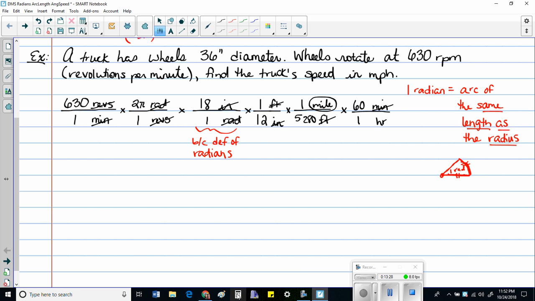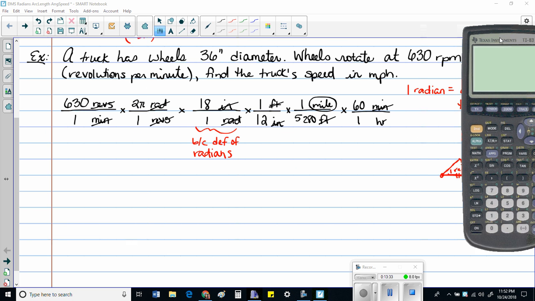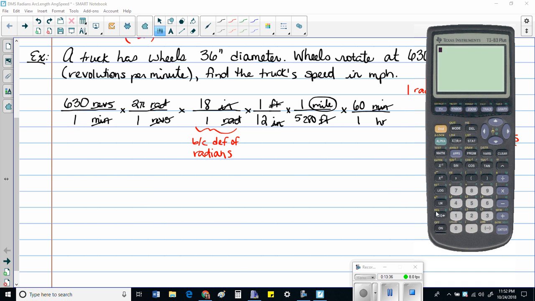So now I just do it with my calculator. I'm going to do 630 times 2 pi times 18 divided by 12 divided by 5,280 times 60. And I get 67.47.